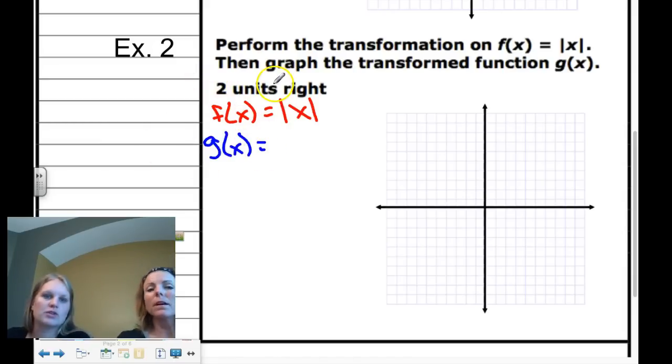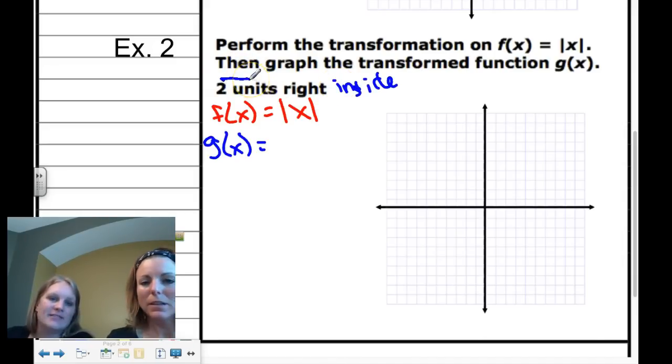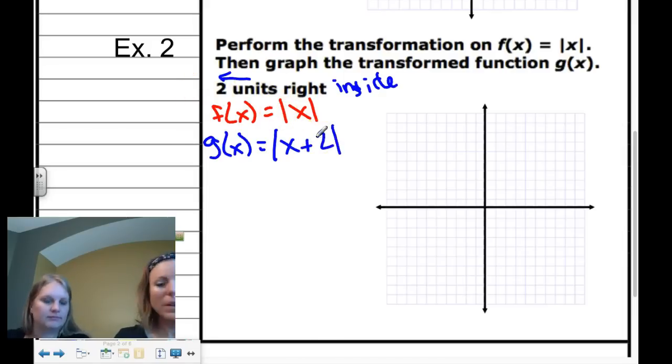This time it says 2 units to the right. So we're changing what's on the inside, which means we do the opposite. Normally you would think right would be negative, but we have to have it positive. So here's our parent function, our original, and we want to put it on the inside this time, but instead of going to the left, we're going to say plus 2.